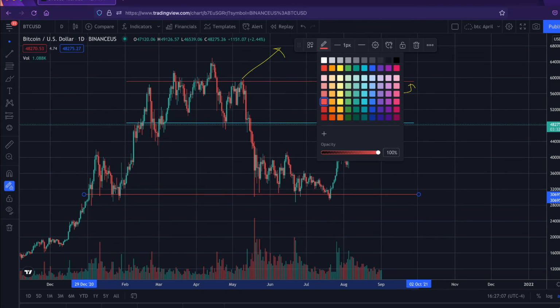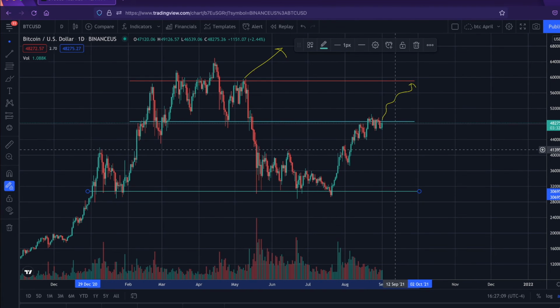Alright, so we can change that to green for support. As you can see, we bounced here, bounced here, bounced here, bounced here. Eventually, we weren't able to go through the support. We bounced back up, and as you can see, there was nothing here stopping us. So the market quickly jumped back up to its next level, which was our support.